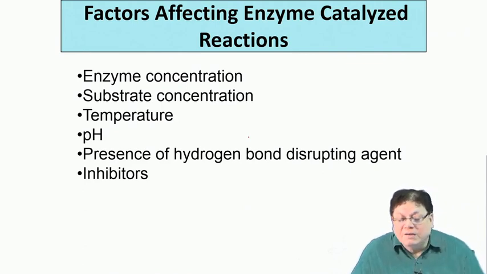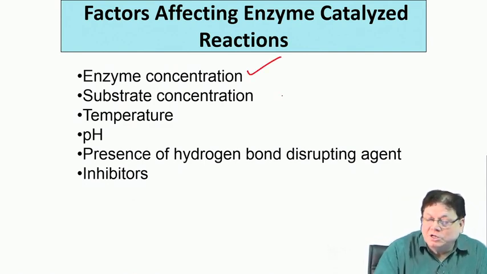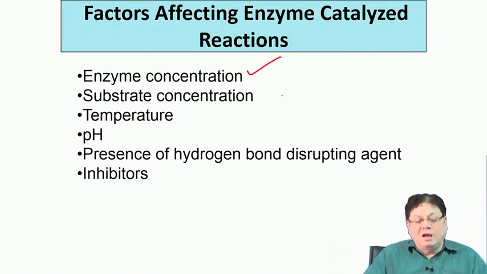Now, factors affecting enzyme catalyzed reaction. One, as I said, enzyme concentration. The more enzyme you have, the greater will be the rate of the reaction. Substrate concentration. It depends on the substrate concentration, but you have to be careful. Beyond a particular substrate concentration, you cannot increase the rate of the reaction, because you will reach the saturation point. At that point the velocity is what is called Vmax.